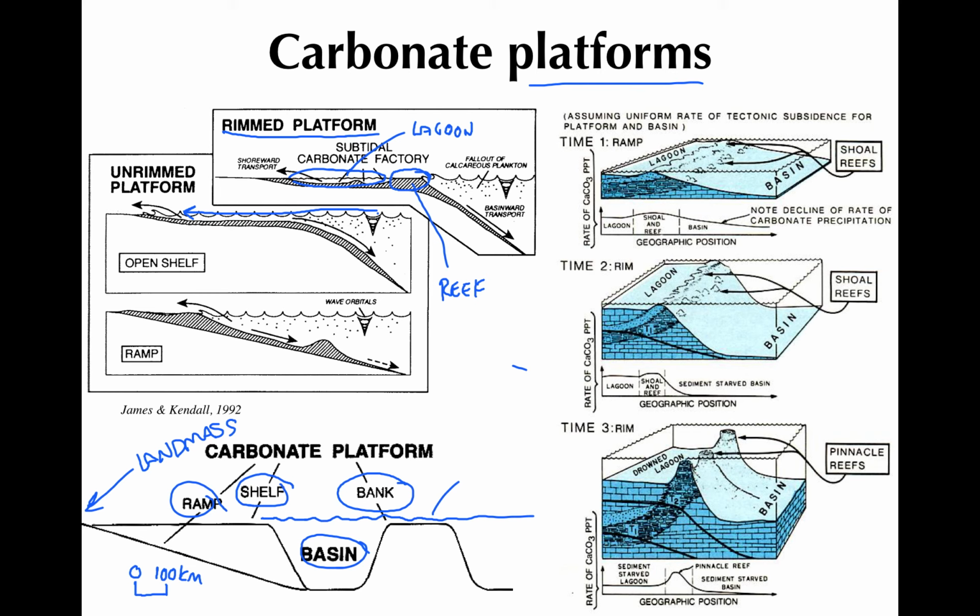Other types of buildups do occur in deeper water. This type of buildup shown here would probably most likely be called a mound. A mound is a carbonate buildup on the seafloor that does not reach high enough to impede the passage of waves.